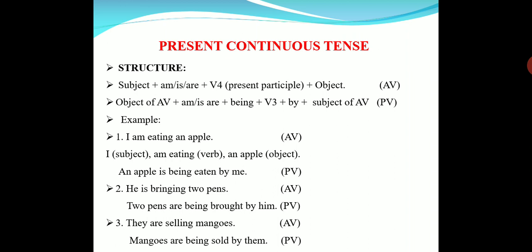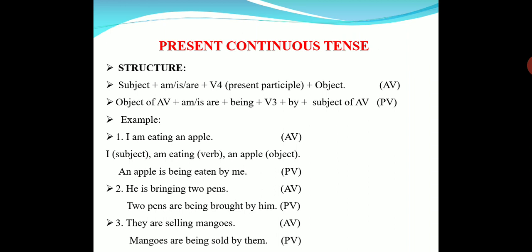They are selling mangoes. So what is the subject here? They. Verb part, are selling. What is the main verb? Sell. And what is the object? Mangoes. So we have divided it into subject, verb and object. Now, second rule. Object becomes subject. What is the object? Mangoes. The next one is are, so we use are here also because mangoes is plural.